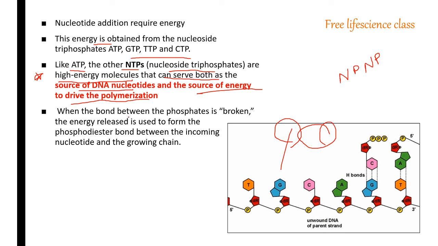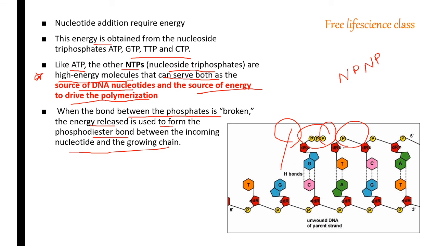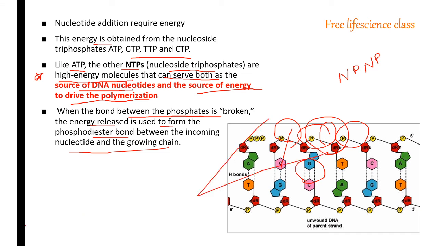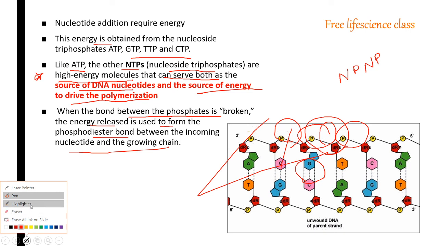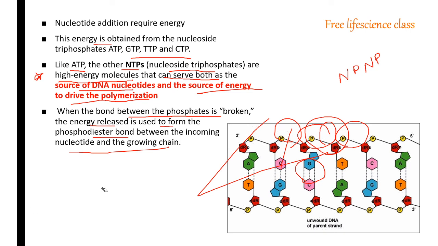When the bond between the phosphates is broken, the energy is released and used to form the phosphodiester bond between the incoming nucleotide and the growing chain. So this bond between the nucleotides is known as phosphodiester bond. The bond between the complementary bases are hydrogen bonds. A bond between 2 nucleotide bases is a phosphodiester bond. Note this point. So this is all about the basics of DNA replication.